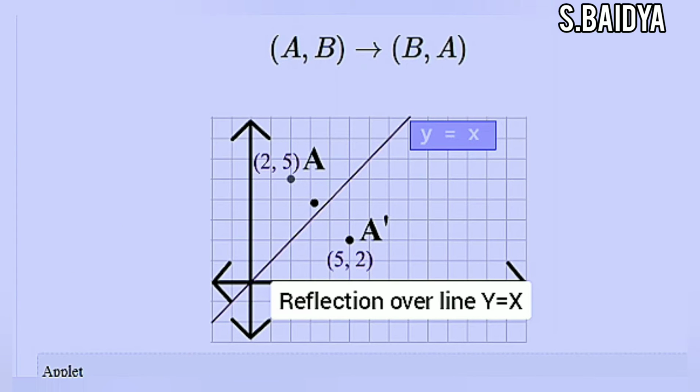Here you can see the point A coordinates (2, 5). (2, 5) is reflected over the line y is equal to x, and the reflected image is A dash (5, 2). I think you can easily understand that (a, b) is moving to the point (b, a). So here is the rule and here is the example. A (2, 5) is reflected to the point (5, 2) when the reflection is going on the line y equal to x.